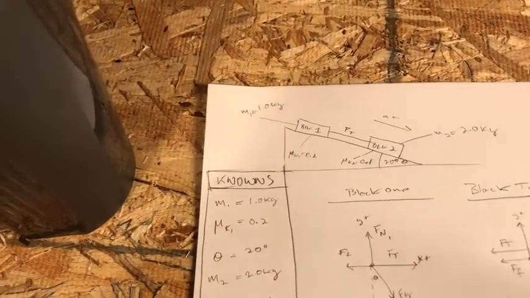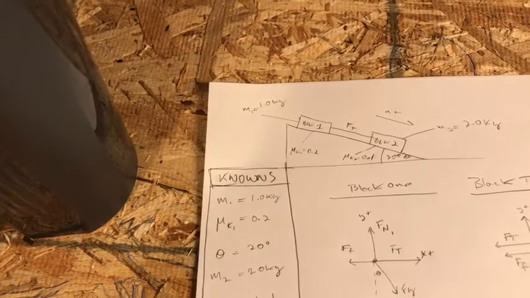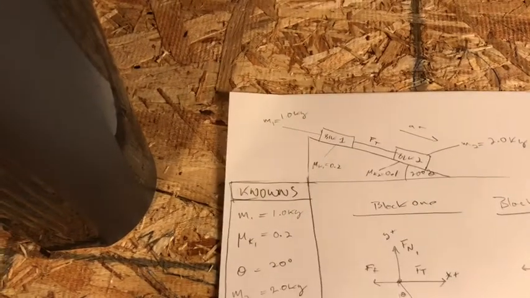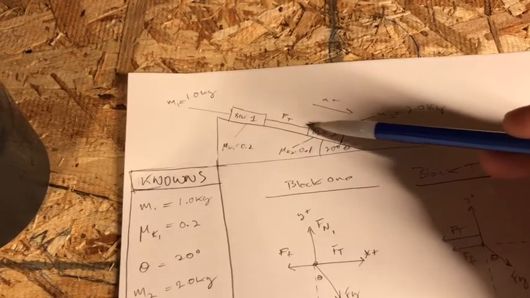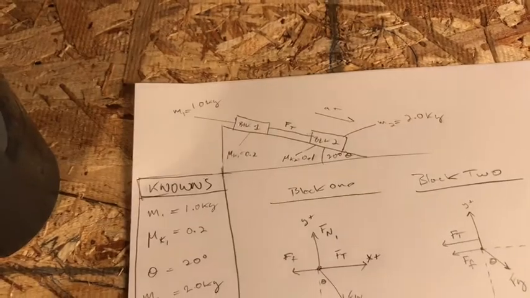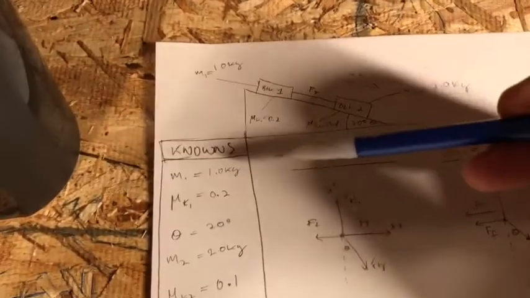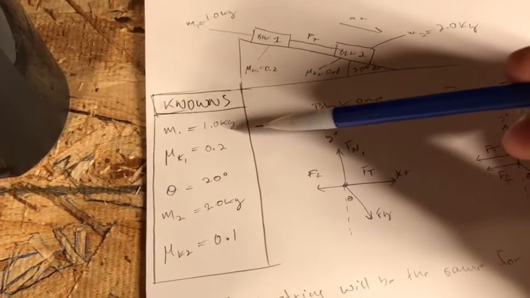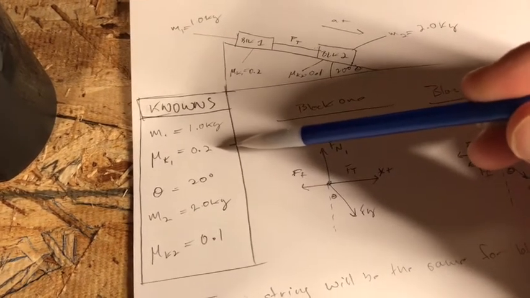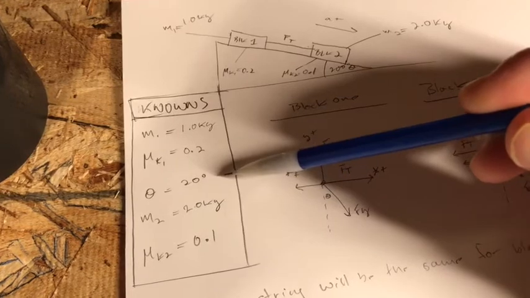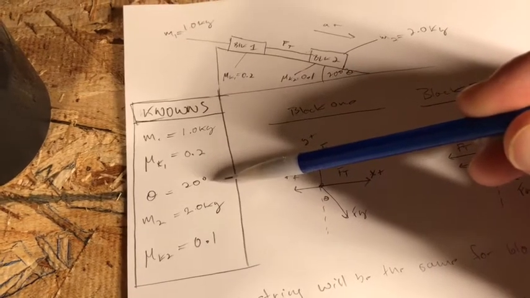So we have two blocks in the figure and they're both sliding down an incline. We want to figure out what the tension is in the massless string. And we have, as our knowns, mass of block 1 is 1 kilogram. That's its friction coefficient. The angle of the incline is 20 degrees.